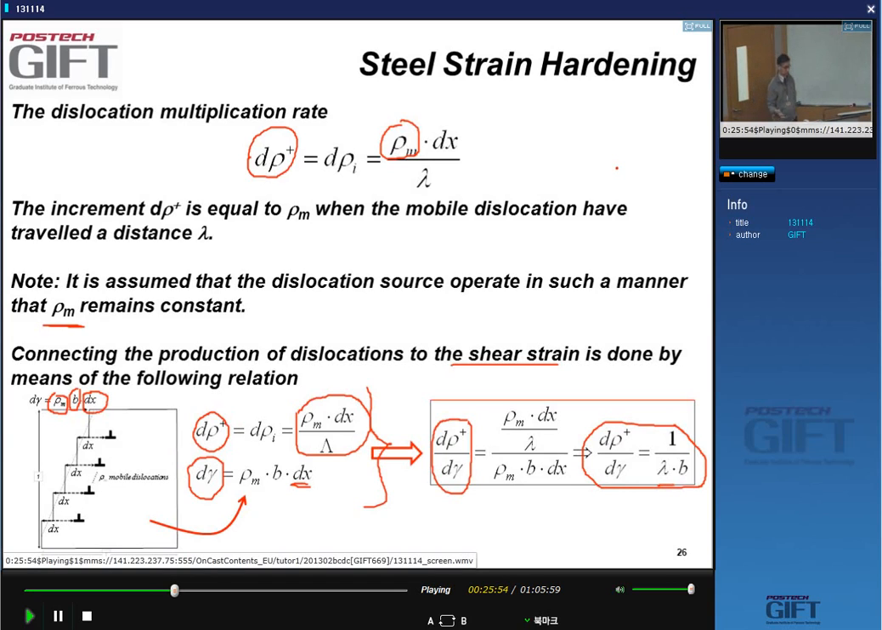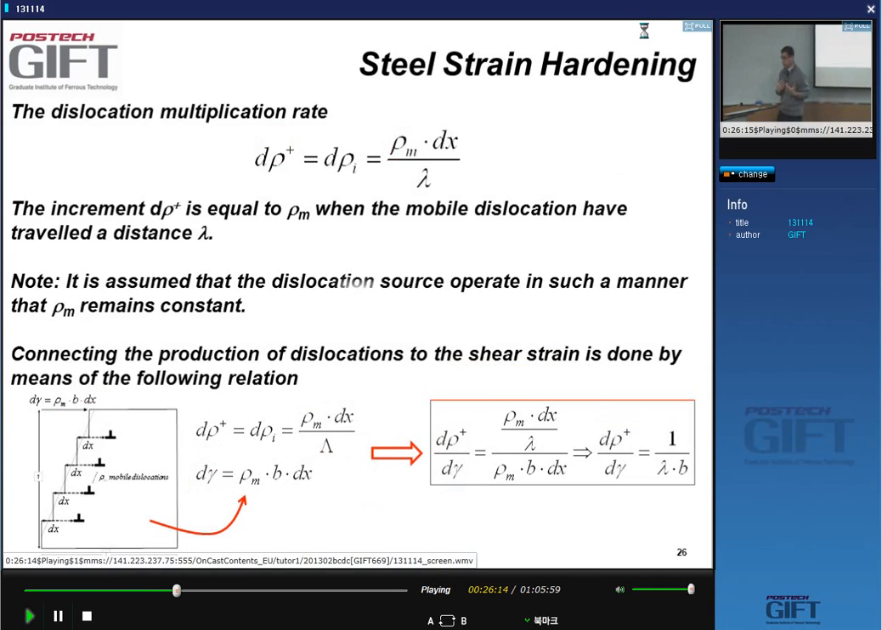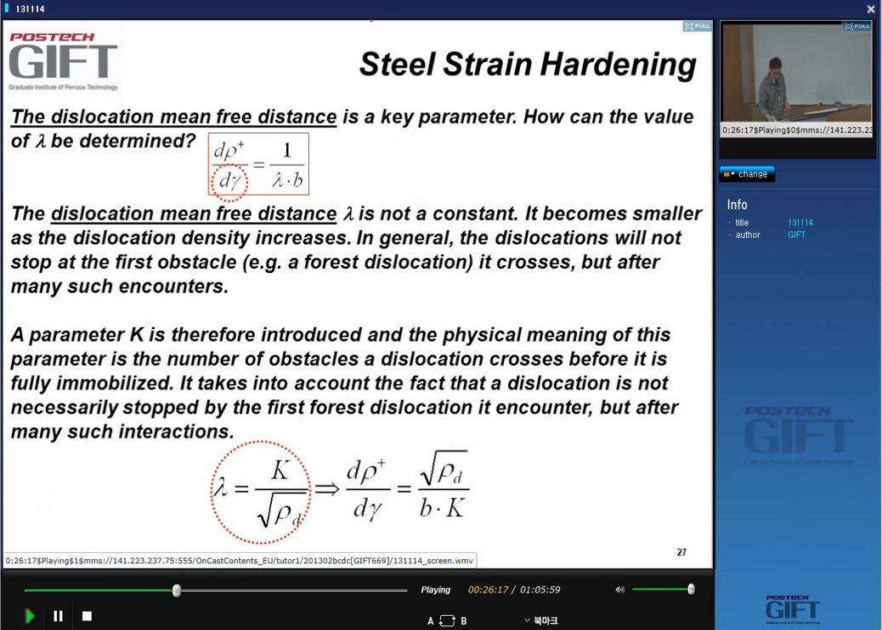Okay, so that's really interesting, because it means that if I have a way to determine the mean free path in this model, I can basically get to the storage term in the dislocation density evolution. So how will this look? This is how we determine this lambda, or 1 over lambda, if you want.